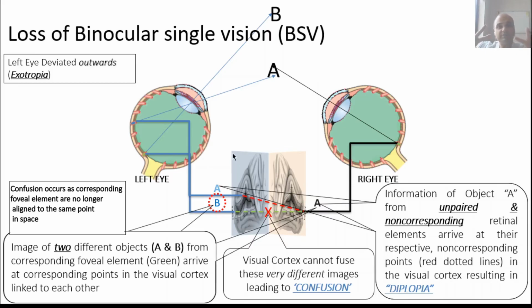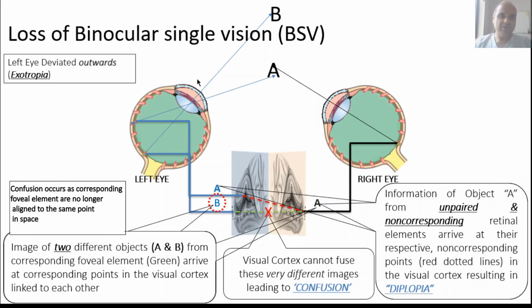So the person sees two A's. And that is why as soon as you have misaligned eyes, you have confusion and you have diplopia. Confusion happens because your two corresponding foveal elements are now seeing two different things. And this happens because they are no longer aligned to the same point in space because one of the eyes is deviating. In this case, one foveal photoreceptor of the corresponding foveal elements is looking at B. The other one is looking at A, and you're supposed to look at A.